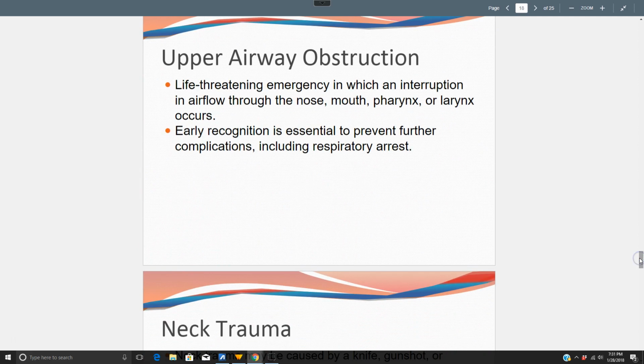Another thing too is airway obstruction, upper airway obstruction. This is a life-threatening emergency in which an interruption to the airflow through the nose, the mouth, the pharynx, or the larynx occurred. Again, early recognition is essential to prevent further complications, including just what I talked about, respiratory distress. There is a lot of things, and your book gives many reasons why upper airway obstruction can occur.